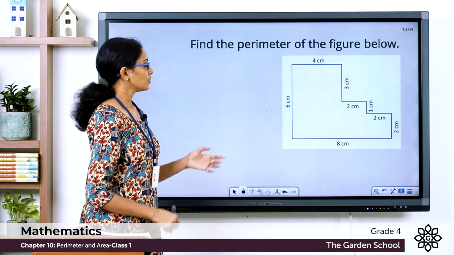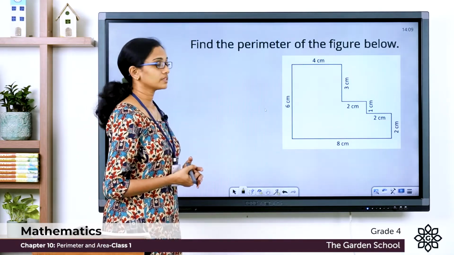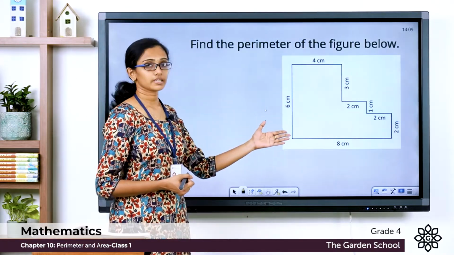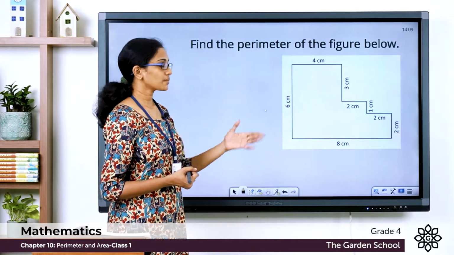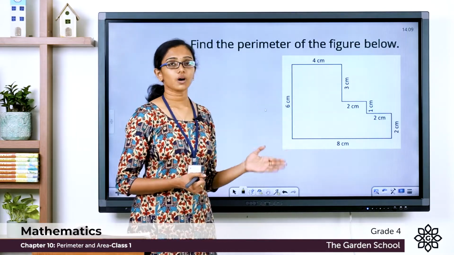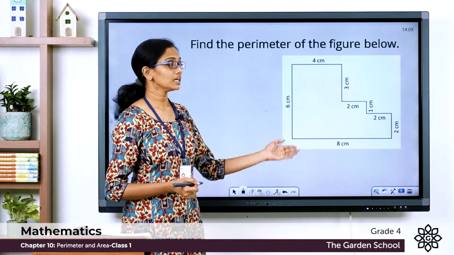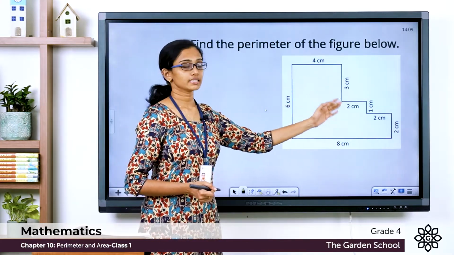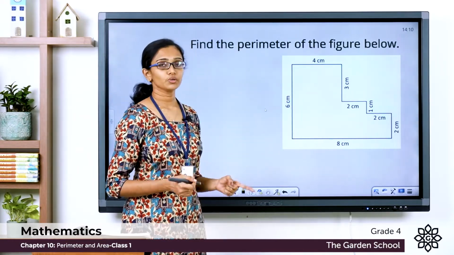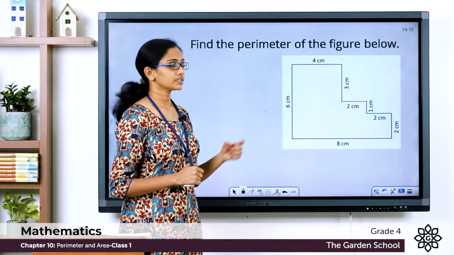Now we'll work out a different example. Find the perimeter of the figure given below. So here you have a figure. It is neither a rectangle nor a square, but it is a polygon with straight sides. So how do we find out the perimeter of this figure? The perimeter of this figure is equal to the sum of the lengths of all its sides, and the lengths of all the sides are given in the figure. So what you have to do, just add up all these lengths and you get the perimeter of this figure.